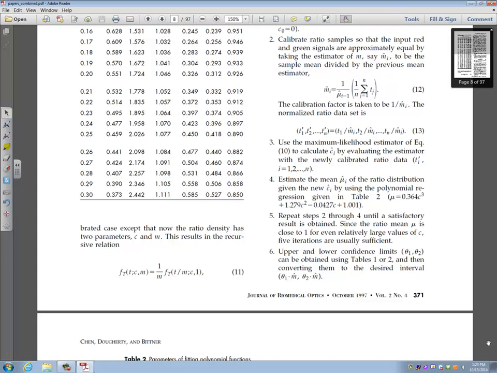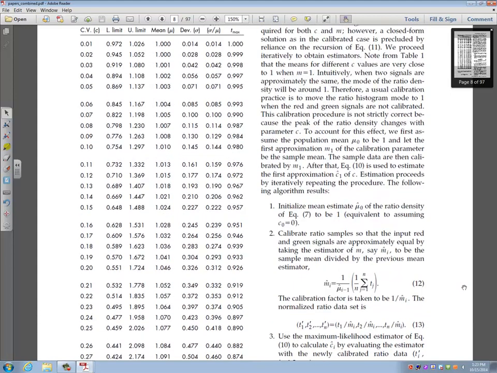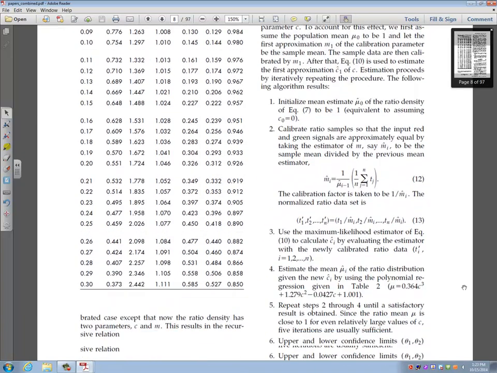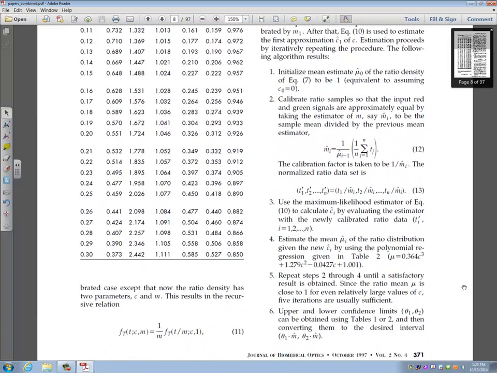So now you have to estimate M and C, and I think in the rest of the paper they are developing an algorithm to estimate both M and C. So here, steps 1, 2, 3 up to 6.